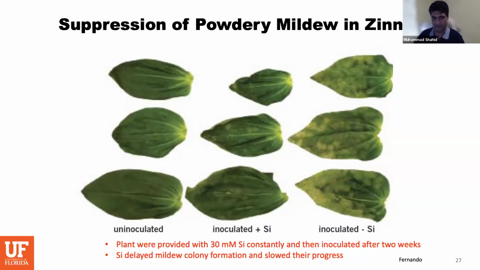The plants were provided with 30 parts per million of silicon constantly, and then inoculated after 2 weeks. So silicon delayed the colony formation of the mildew, and it also reduced the progression of the disease.